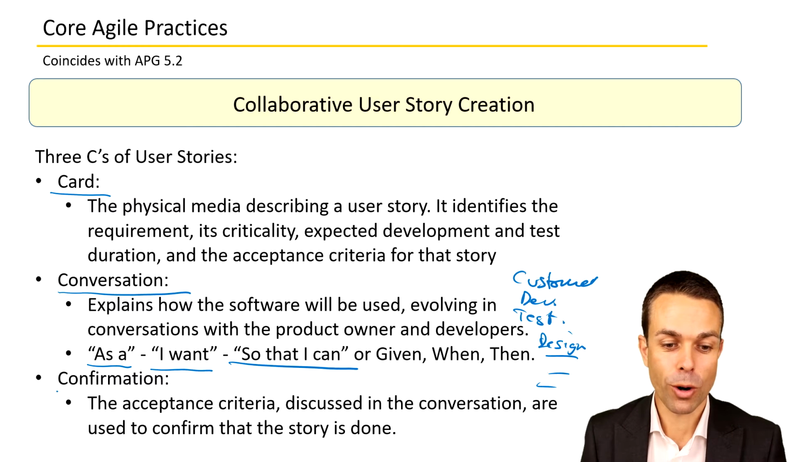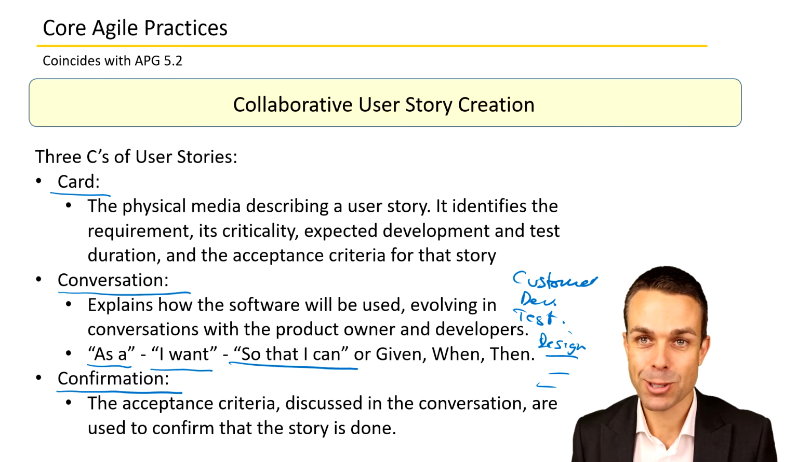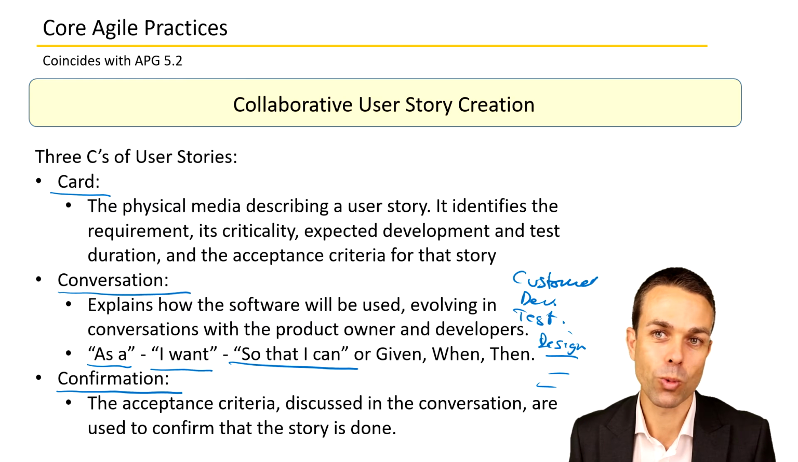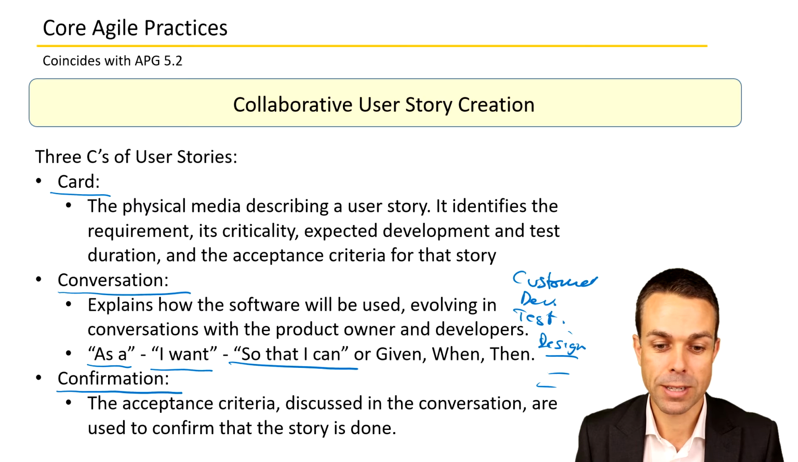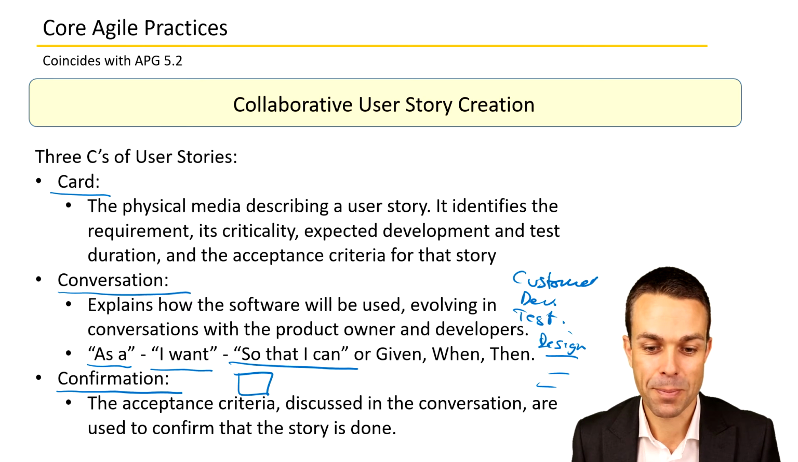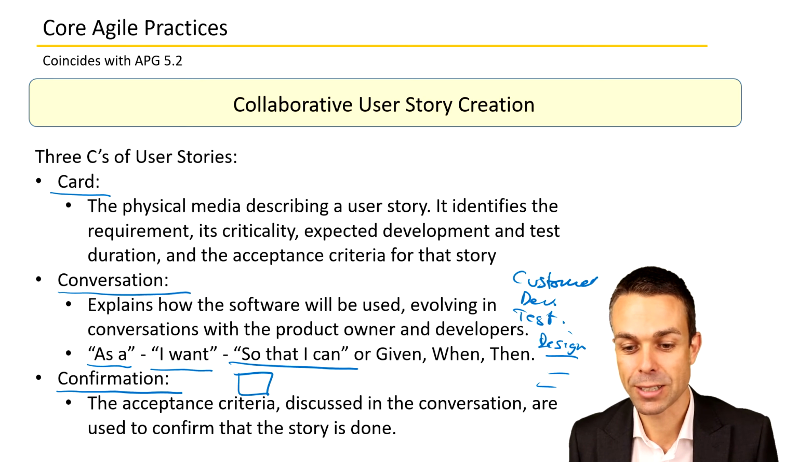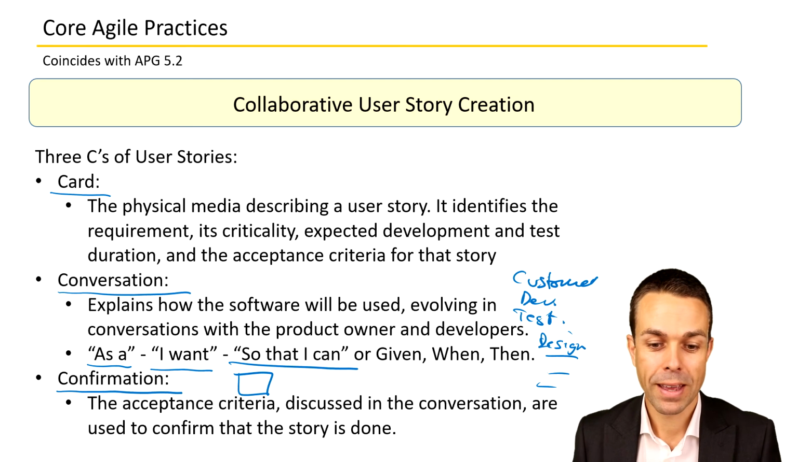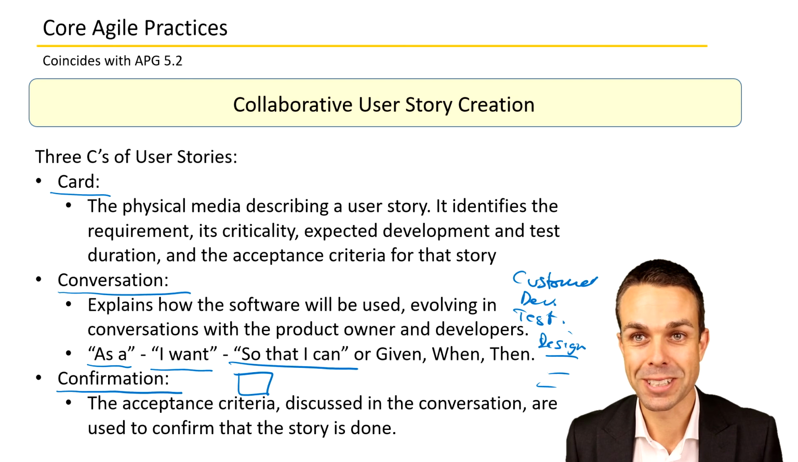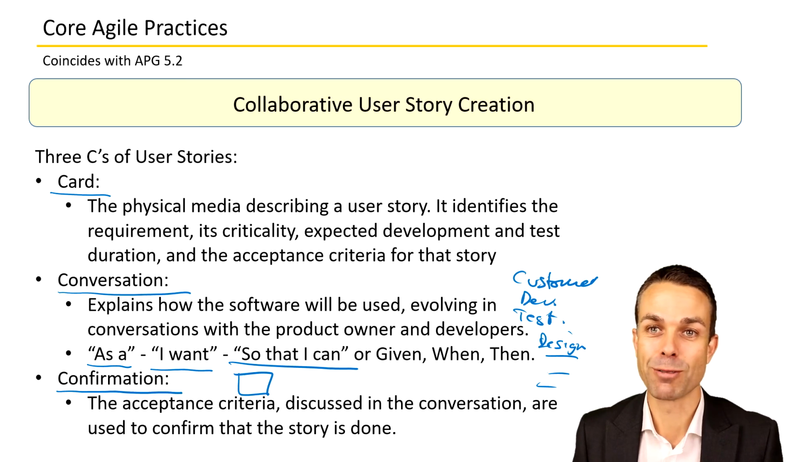And lastly, we've got confirmation, which is that acceptance criteria. So that shows us when we've reached our goal of creating what the customer wanted for that particular story or that particular card. That's discussed during the conversation with everyone involved in the whole team, and it's used to confirm that that story is done. And that is collaborative user story creation.